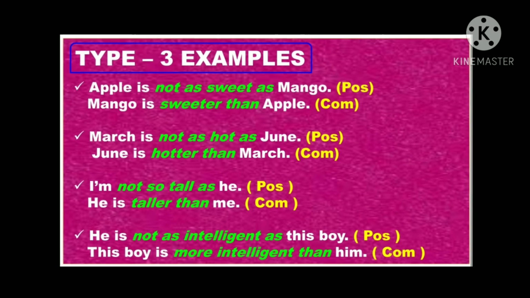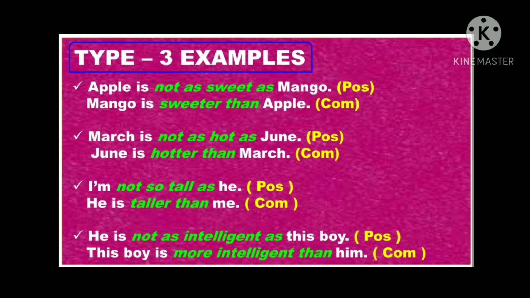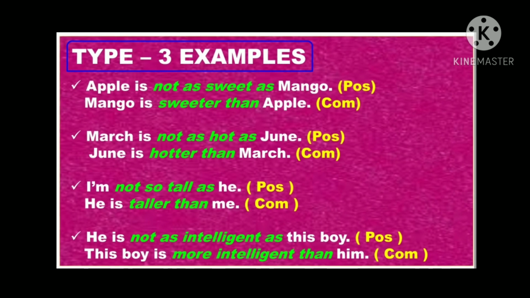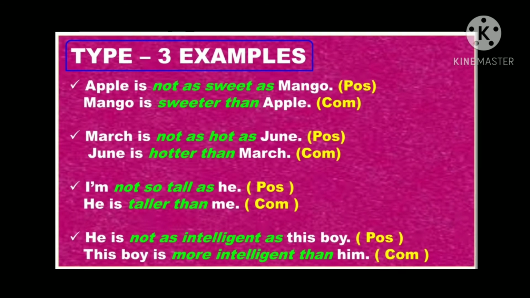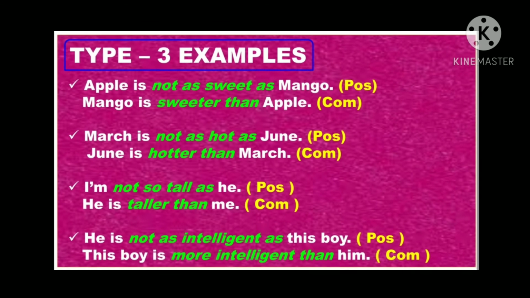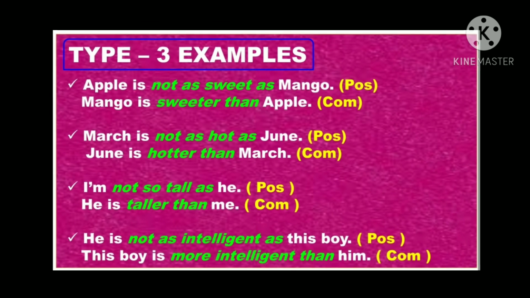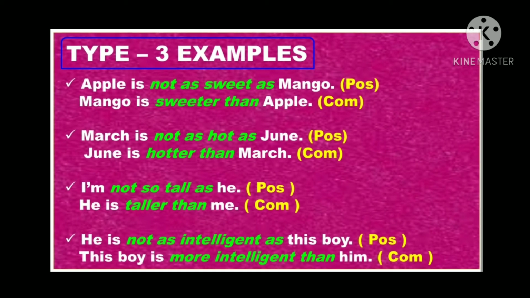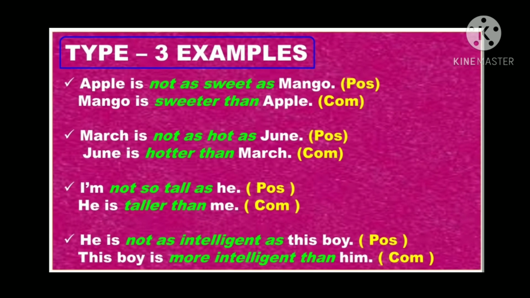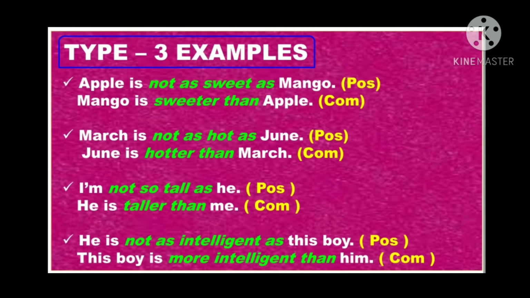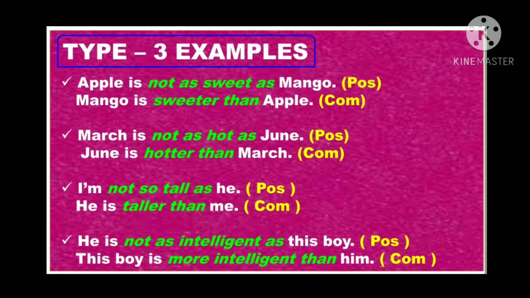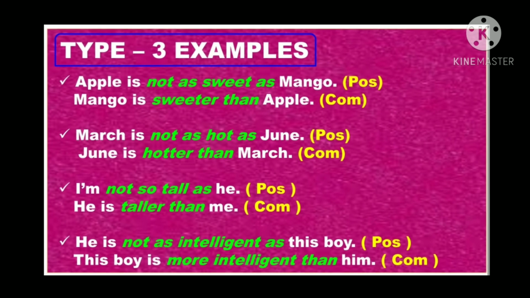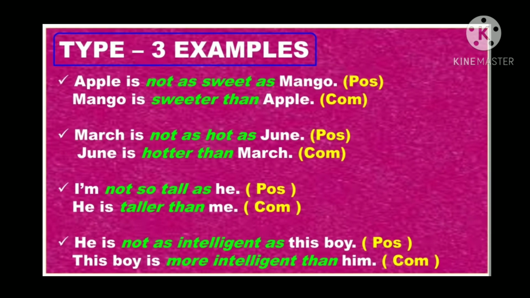First one is, apple is not as sweet as mango. So that is in the positive degree. When it goes to comparative, first we should change the place of the subject and the object. So here the mango, the object, will come in the beginning of the sentence and the apple will go at the back of the sentence. So look at the sentence. Mango is sweeter than apple.